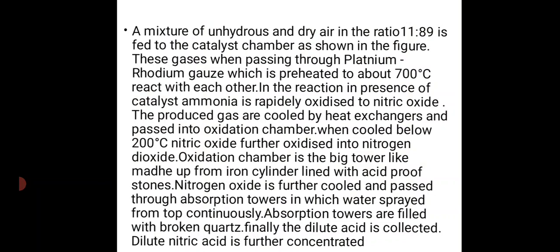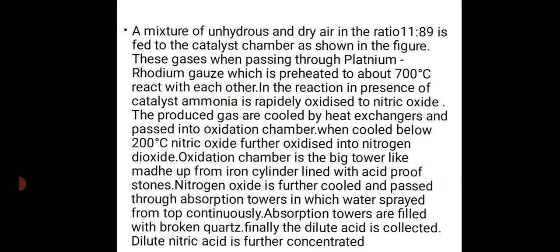A mixture of ammonia and dry air in the ratio 11:89 is fed to the catalyst chamber as shown in the figure. These gases, when passing through platinum rhodium gauze, which is preheated to about 700 degrees centigrade, react with each other. In the presence of the catalyst, ammonia is rapidly oxidized to nitric oxide. The produced gases are cooled by heat exchangers and passed into the oxidation chamber. When cooled below 200 degrees centigrade, nitric oxide is further oxidized into nitrogen dioxide.